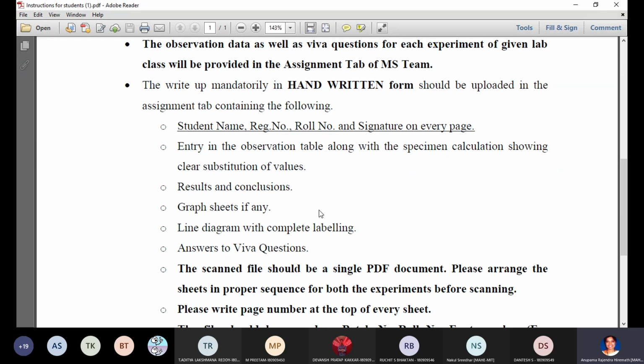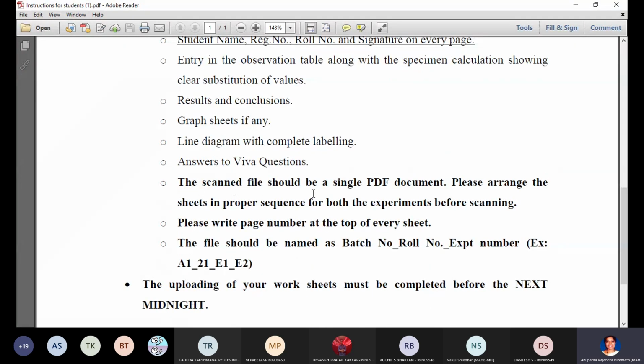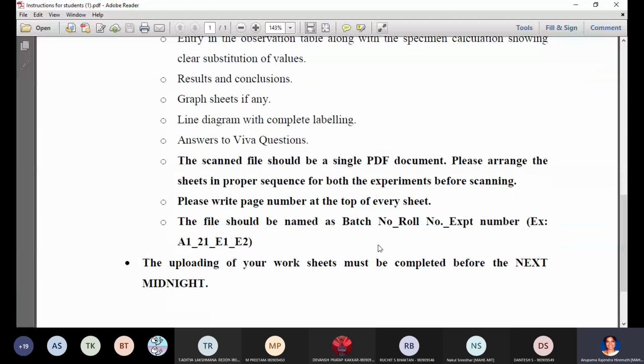All this write-up should be scanned as a single PDF document. You have to arrange the sheets in proper sequence for 2 experiments. You will be conducting 2 experiments in each lab, so arrange the sheets in proper sequence for both experiments before scanning. Please write the page number at the top of every sheet. The file should be named as batch number underscore roll number underscore experiment number. For example, if the batch is A1, roll number is 21, then A1_21_experiment 1_experiment 2.